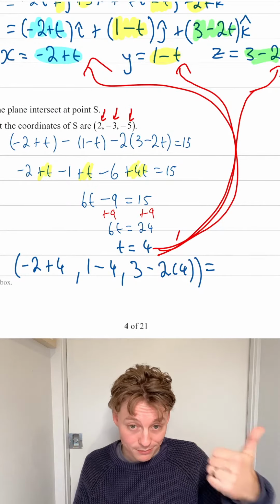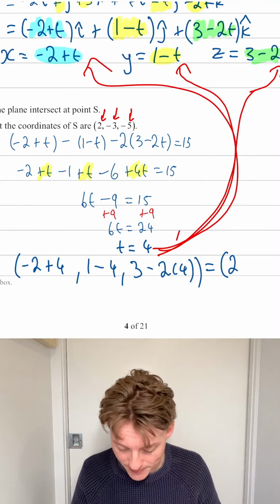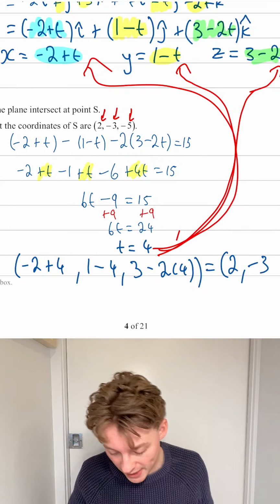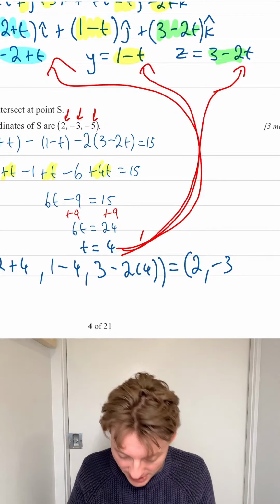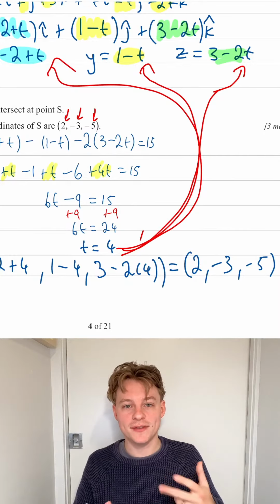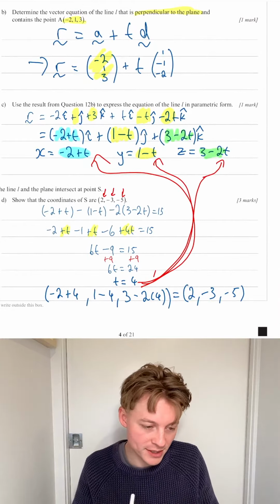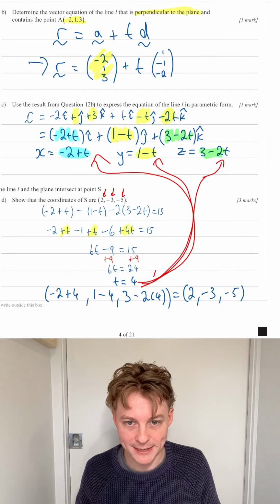So, minus 2 plus 4, that gives 2. Works for the first point. 1 minus 4 gives minus 3. Ding! Works for the second point. And 3 minus 8 is going to give negative 5. Tick, works for the third point, and I've now proven that 2, minus 3, minus 5 is the point of intersection between my line and the plane.